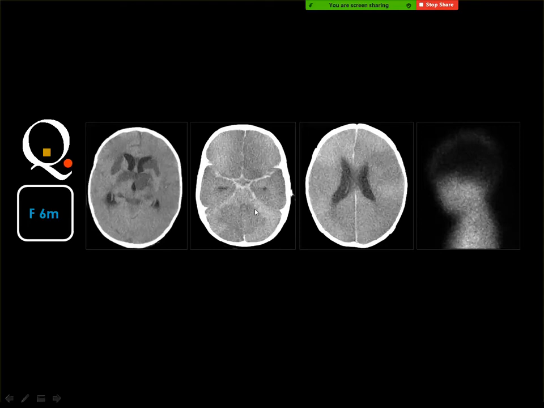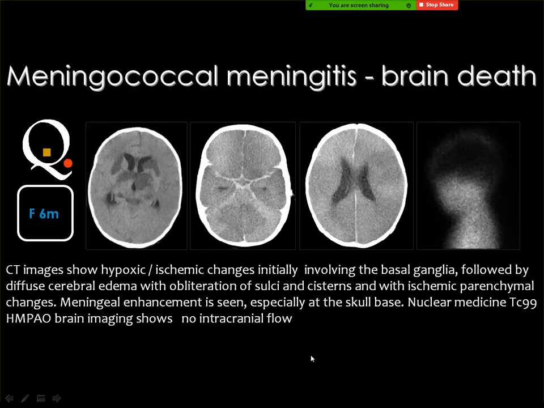Was this with contrast or without? Yes, with contrast, and this is meningitis because of the enhancement of the meninges and total ischemia. You see the involvement of the basal ganglia, which is a bad prognostic sign. And the SPECT scan shows no evidence of perfusion in the brain tissue. And this is meningococcal meningitis with brain death.